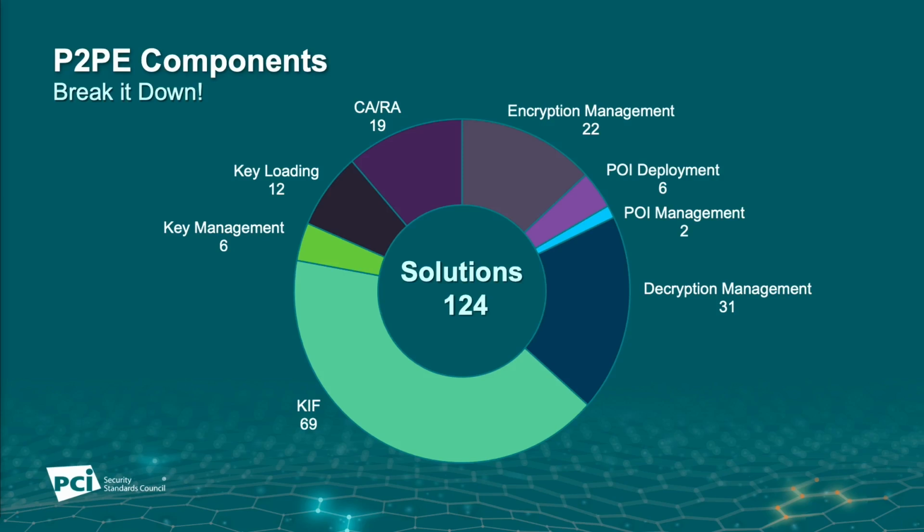As you can see here, we have a lot of types, 8 currently, and you can mix and match, right? You can grab a KIF here. You can grab an encryption management component there. You could even employ multiple listed KIFs. Some people say, well, I need a KIF over this geographic region. I need one over here. A lot of flexibility with the component model for P2PE.